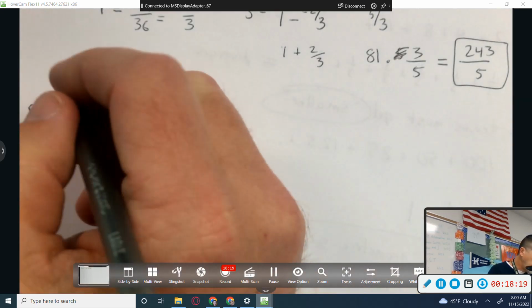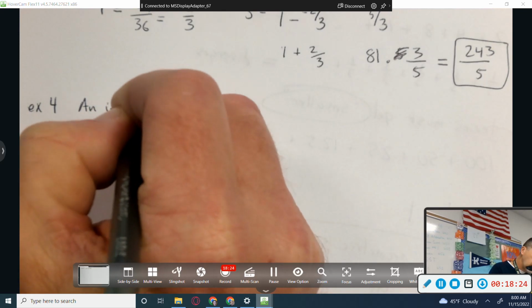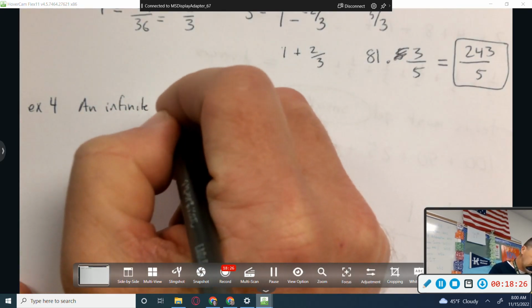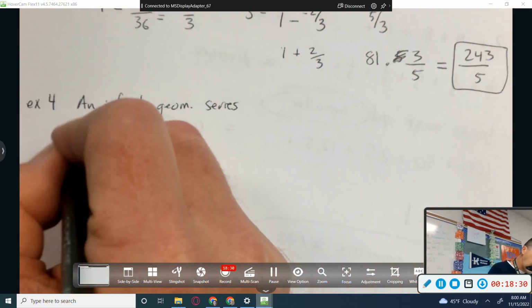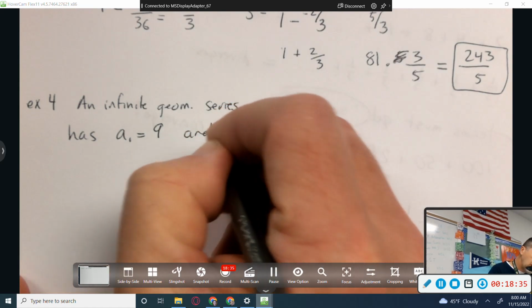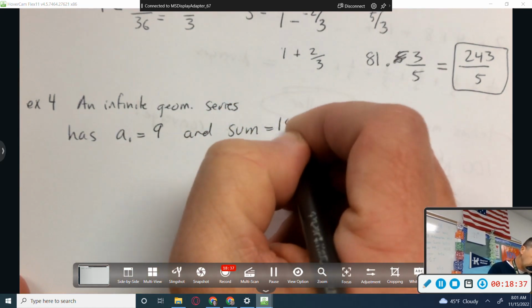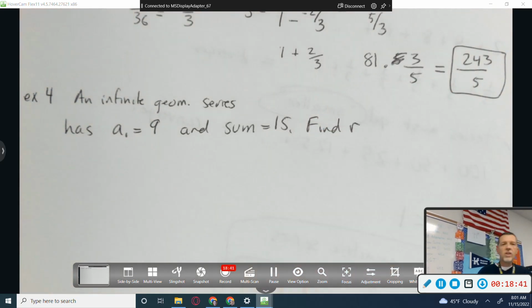One more. An infinite geometric series has a1 equal to 9 and sum equals 15. Find r. An infinite geometric series has a1 equals 9, the sum equals 15. Find r.